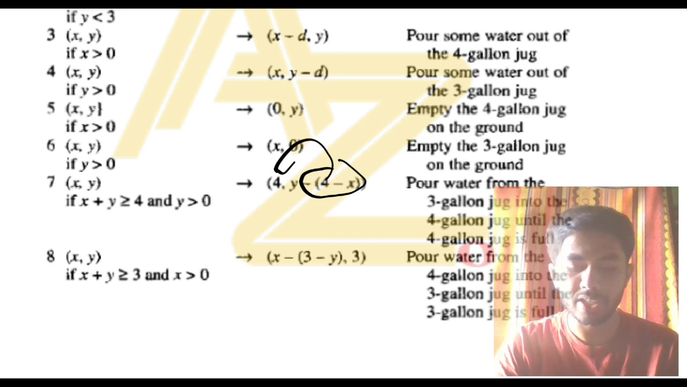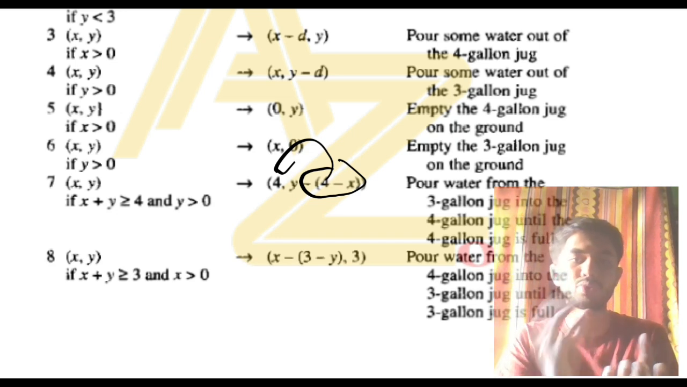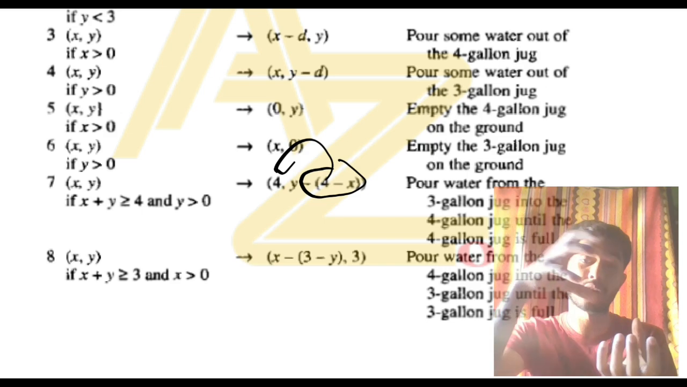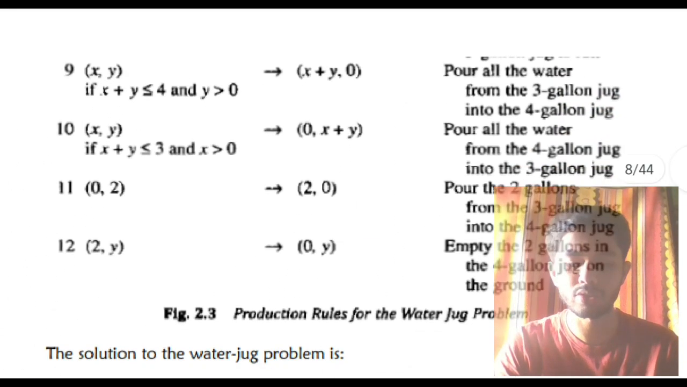Here also you are subtracting and doing the same thing until 3 becomes full, like this. Until 3 becomes full, you are filling the water from the 4 liter jug. That's what is described here. The next rules are also in the same way.